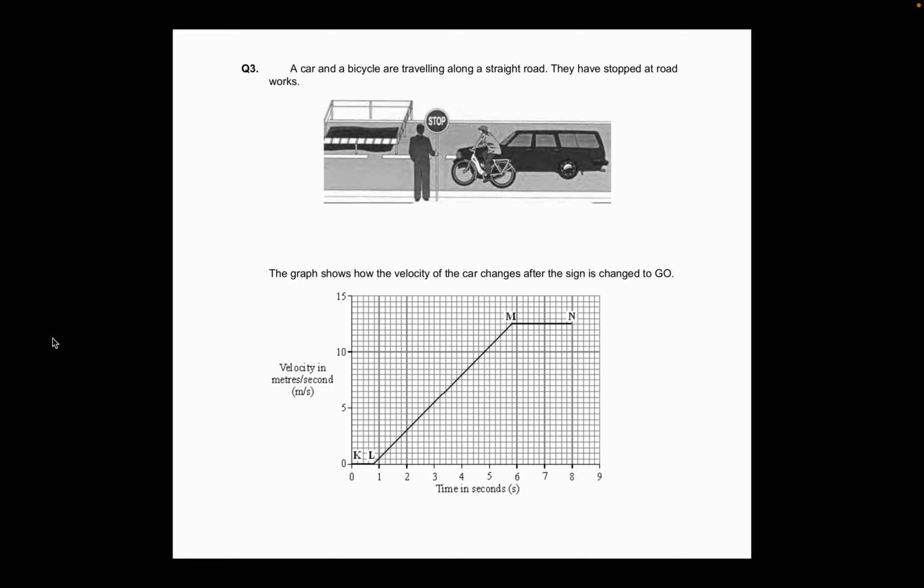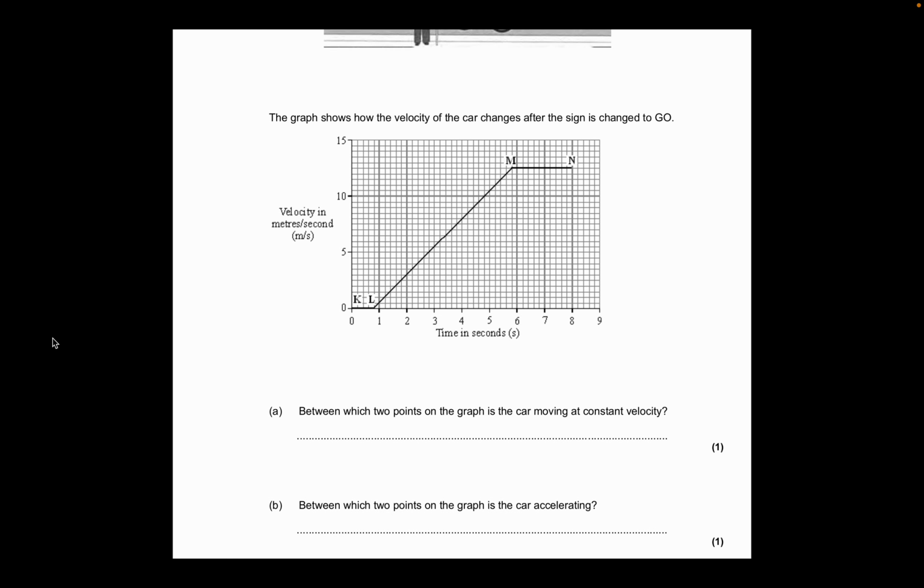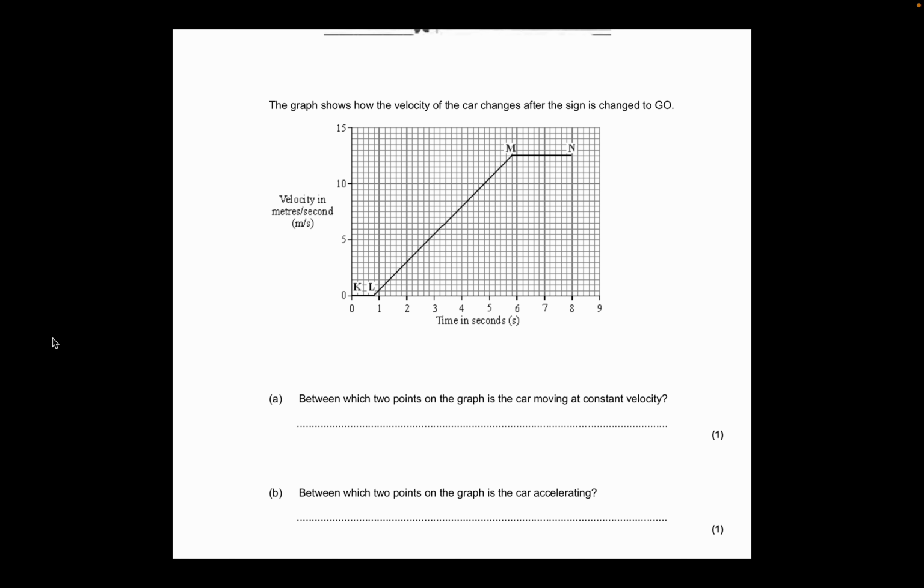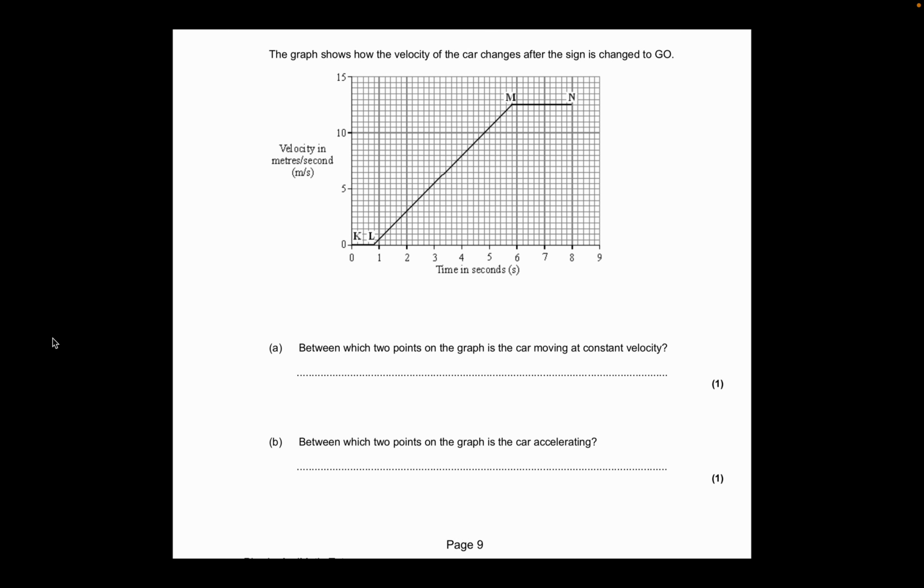Next question is, a car and a bicycle are traveling along the same straight road. They have stopped at road works. The graph shows how the velocity of the car changes after the sign is changed to go. So you can see, look at the graph clearly, time is on the x-axis, and the units of time is seconds. And velocity is on the y-axis, and the units of velocity is meters per second. These units are really important in physics. Between which 2 points in the graph is the car moving at constant velocity?